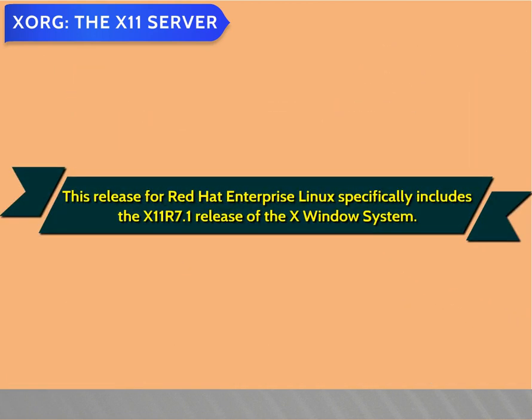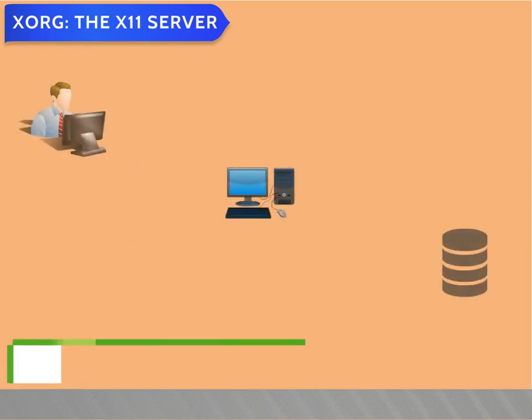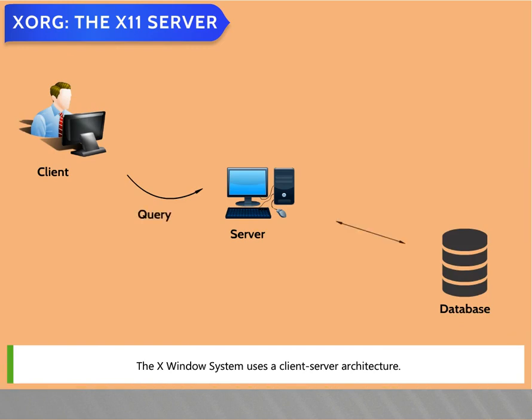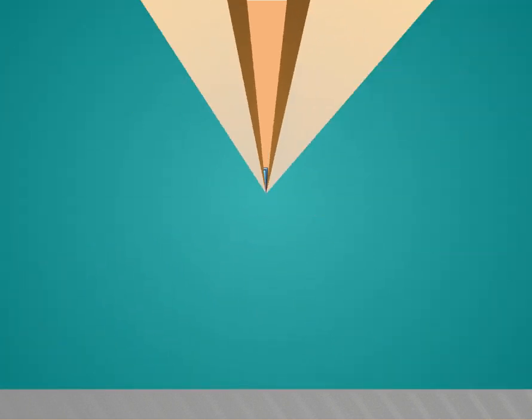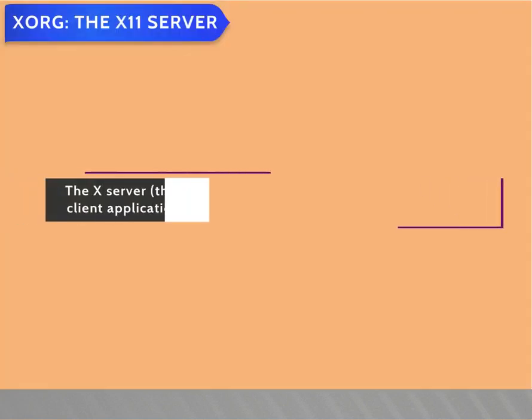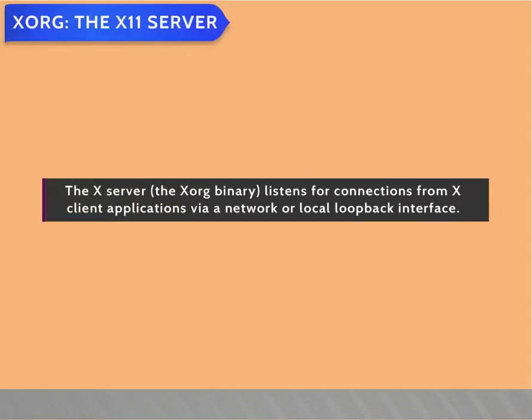This release for Red Hat Enterprise Linux specifically includes the X11 R7.1 release of the X Windows system. The X Windows system uses a client-server architecture. The X server, that is the XORG binary, listens for connections from X client applications via a network or local loopback interface.